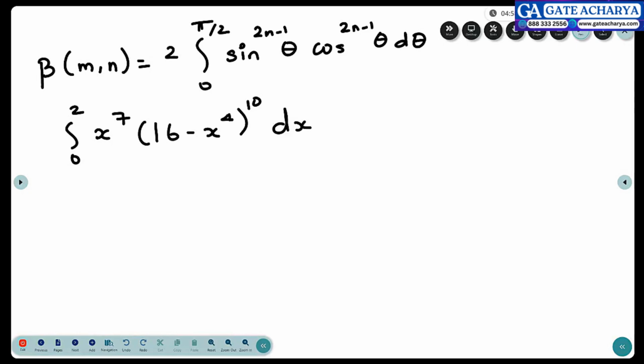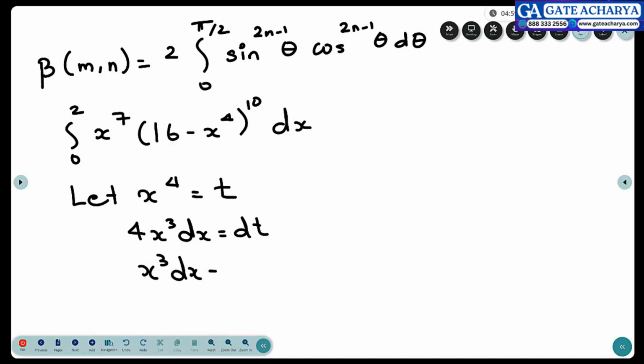So, how to do that is, now, beta function can be applied here. How to do that is, replace this x raised to 4 by some variable. So, let x raised to 4 equal to t. So, what is the differential? 4x cube dx is equal to dt. I have x cube in the form of x raised to 7. So, out of that, there is some x cube, I can take it out. So, what is x cube dx technically? dt divided by 4.